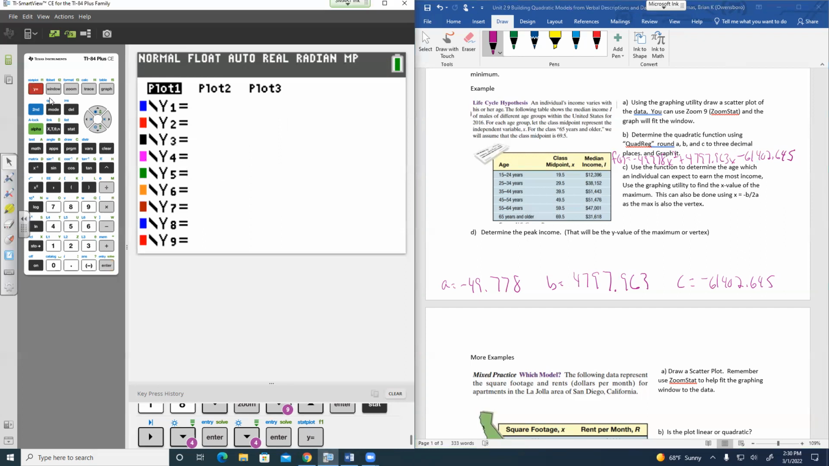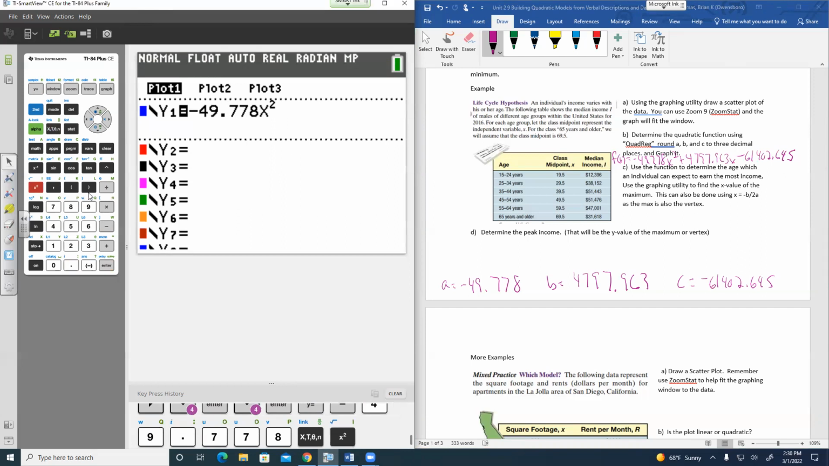So I hit y equals, I have negative 49.778 x squared plus 4797.963 x minus 61402.645. So if we hit graph, let's see if it actually works for us.